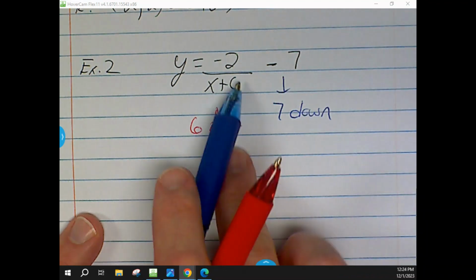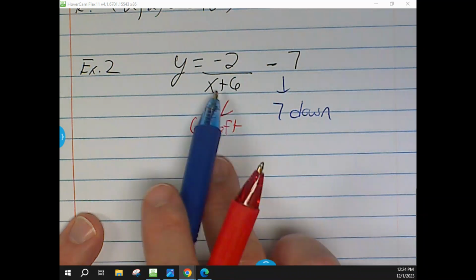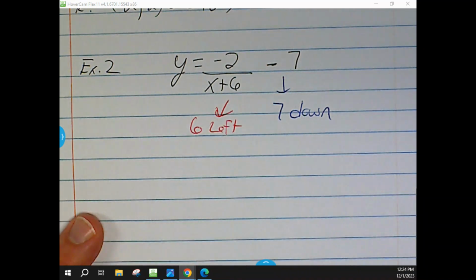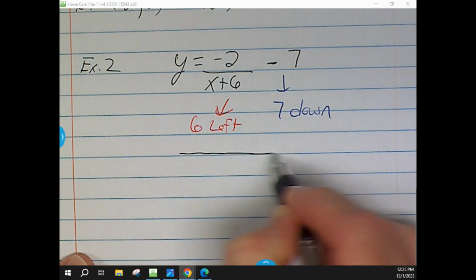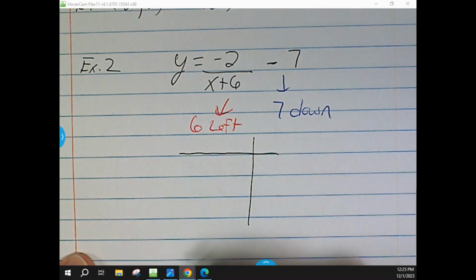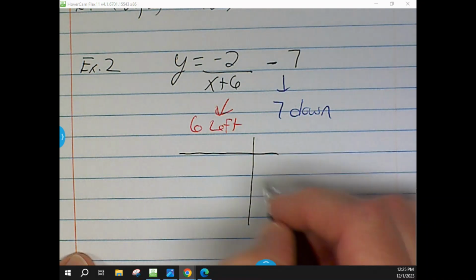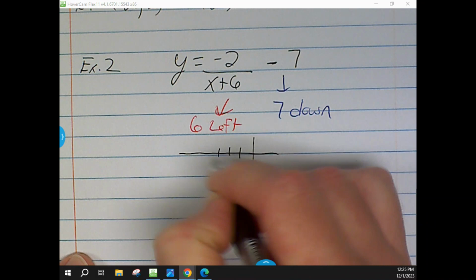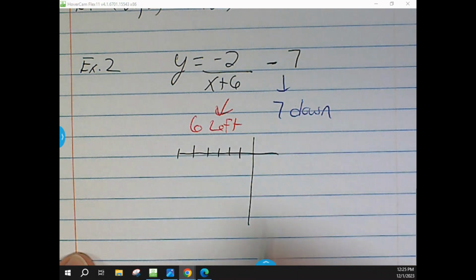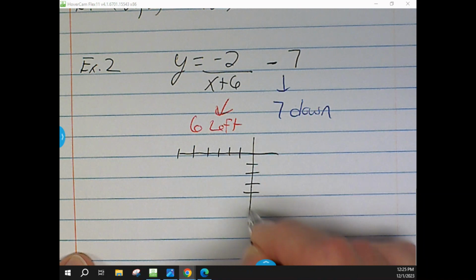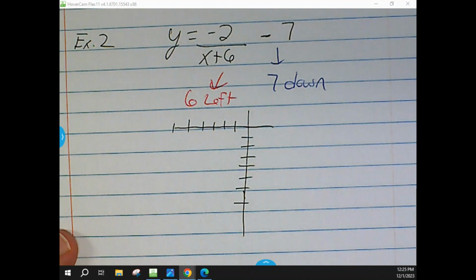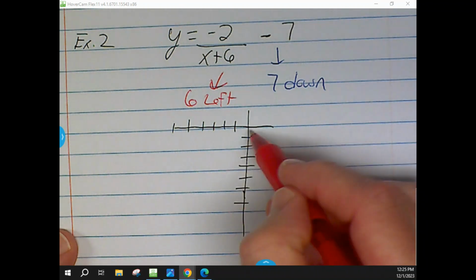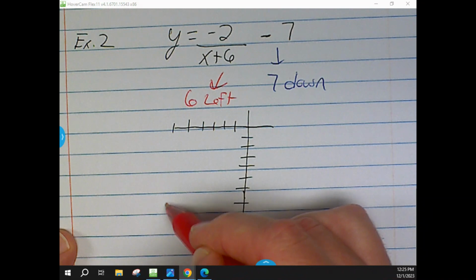So if this is left, right, this is up, down. Again, the big thing to know is down here in the denominator, you're going to go the opposite direction. So plus 6 means you're actually going to go the opposite way. You're going to go 6 left. The minus 7 means we're going to go 7 down. All right, so when we graph this, we're going left and down. So you really don't need a whole lot here. Basically, everything needs to be in this lower left-hand corner. So we need to go 6 left: 1, 2, 3, 4, 5, 6. And down 7: 1, 2, 3, 4, 5, 6, 7. Okay, so 6 left, 7 down would put us right there.